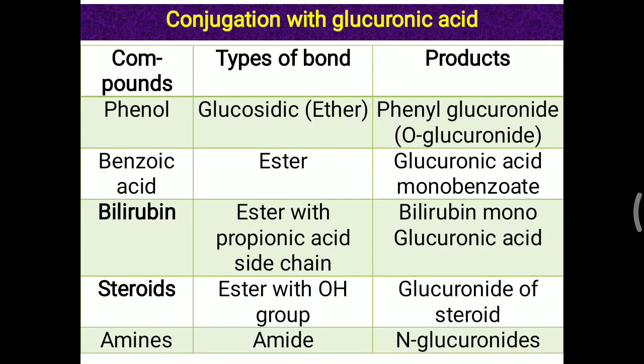Further, for conjugation with glucuronic acid, the following compounds can conjugate, mostly phenol and amine. You have to remember that over an amine, N-glucuronide, and over phenol, O-glucuronide will be generated, both making glucosidic and amide bonds. While benzoic acid, bilirubin and steroid will make an ester bond, generating glucuronic acid monobenzoate, bilirubin monoglucuronide, and steroid glucuronide. Simply remember O-glucuronide or N-glucuronide as well as ester bond formation. That is just for your idea.